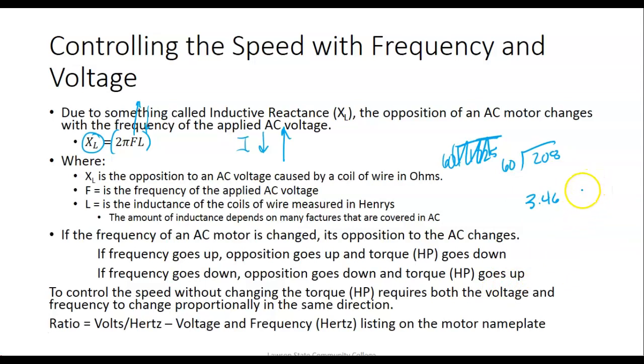What that means is I could put 1 hertz on that motor, but I'd have to drop the voltage down to 3.46 volts, and the motor would produce the right torque and it would run at that speed. If I put 2 hertz on it, then I would put 6.92 volts. So that's all the variable speed drive does. It just raises the voltage and the frequency together. If it's running at 1725, then that means it would be putting 208 volts out. And that's the way you program it.